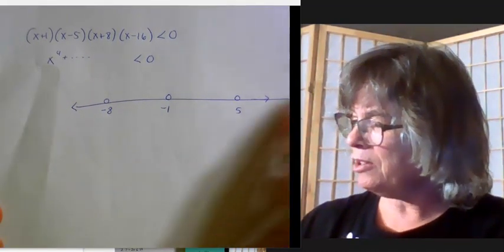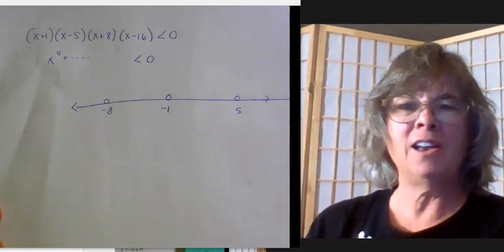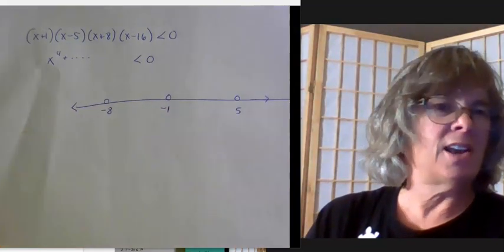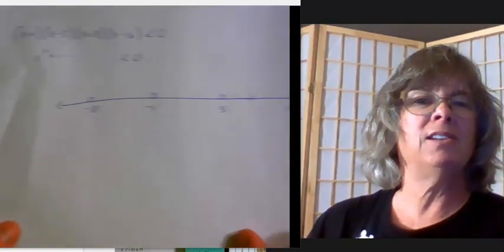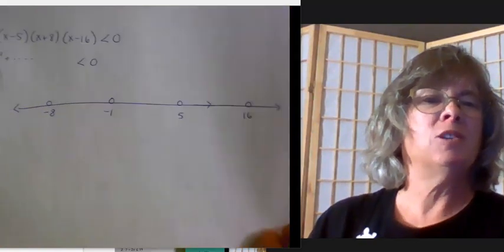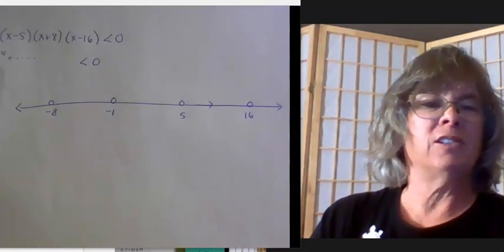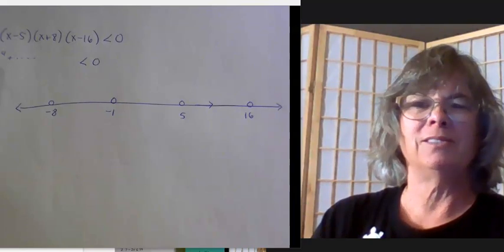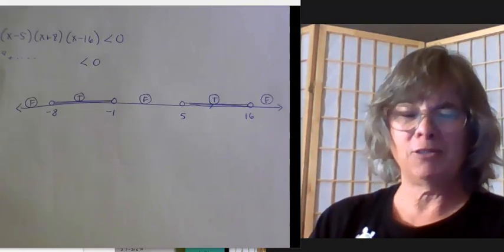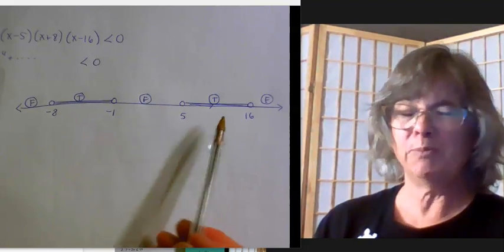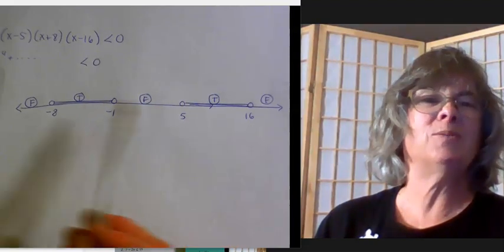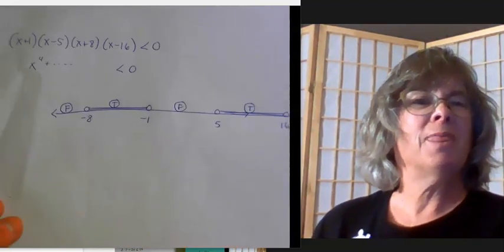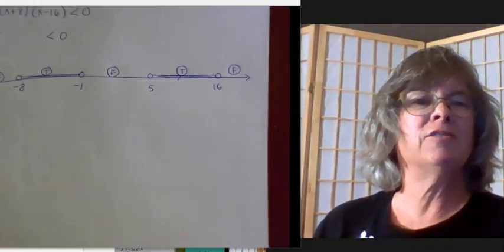So I have 1, 2, 3, 4, 5 intervals to test. So test those values, plug in numbers, and determine, there's my 16, does it make it true or false? Pause the video and check which makes it true or false. So after I plug in points from each of these regions into the original, I can determine whether it makes it true or false.